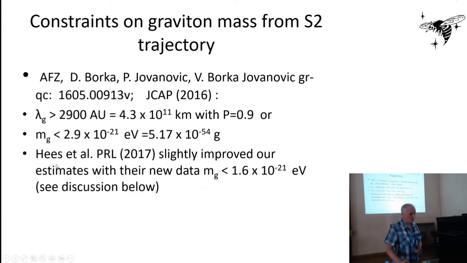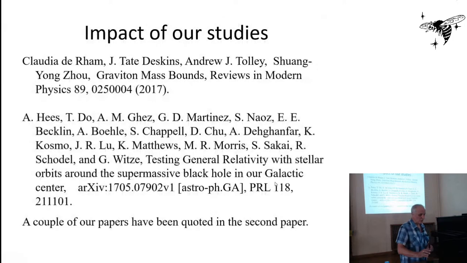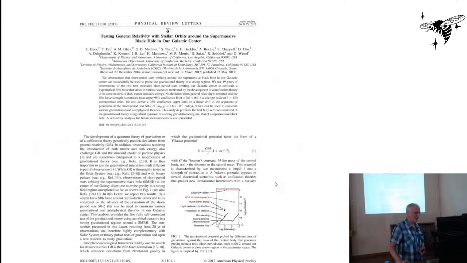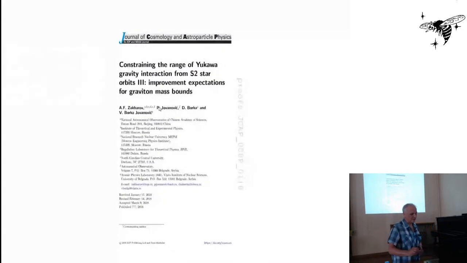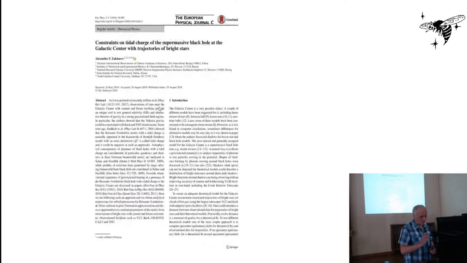Keck people in this period, including Andrea Ghez and her co-authors, used this idea and also the new data, and they slightly improved our estimate of graviton mass. But for them it was also very important because they had technical problems building the new 30 meter telescope in Hawaii. In Andrea Ghez's paper, but also we considered the opportunity to improve the graviton mass estimate with future observations, and it was done assuming that in future observations predictions of general relativity will be confirmed. But other theories with tidal charge may also be constrained.